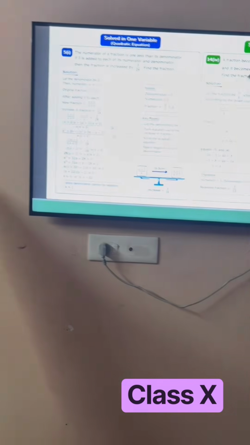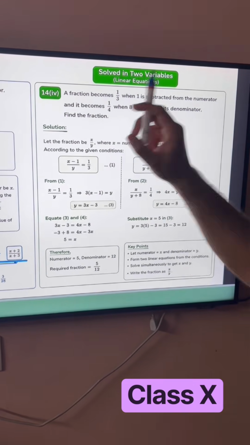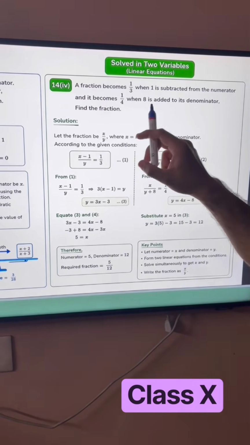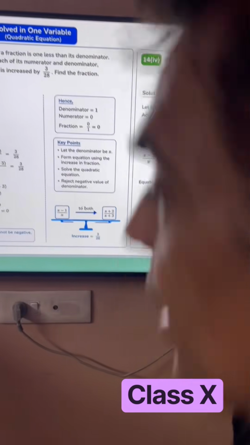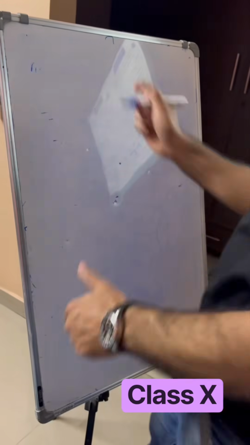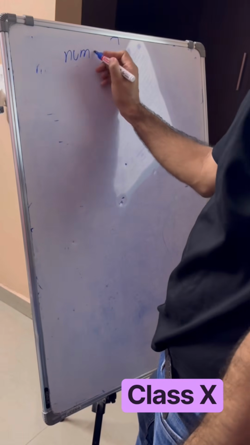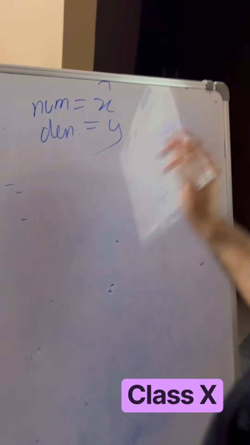So now quickly let's do the other one. The fraction becomes 1 upon 3 when 1 is subtracted from the numerator, and it becomes 1 upon 4 when 8 is added to its denominator. So what is the difference that you see? The difference is there is no relation between the numerator and denominator. In this we'll assume the numerator to be x and the denominator to be simply y, and then form the equation.